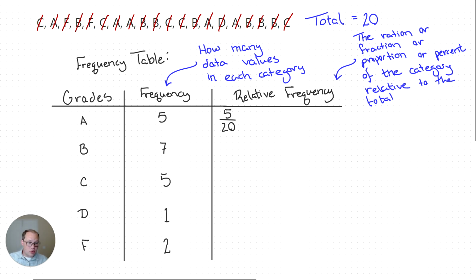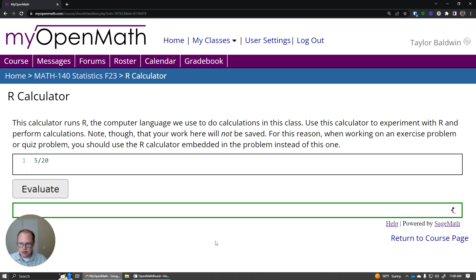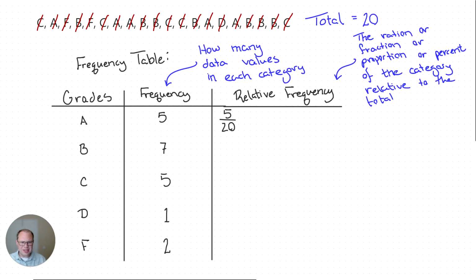Or we could put that into a calculator and convert it to a decimal. So if I take my calculator and write 5 out of 20, I get 0.25. That's another way to write it. It's the same thing, just a different way to express it.